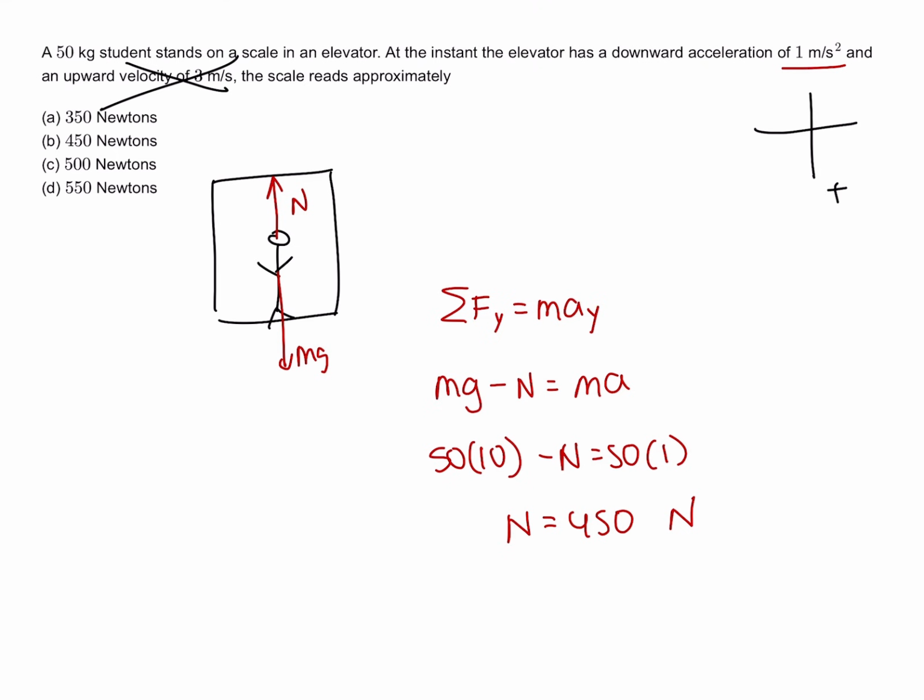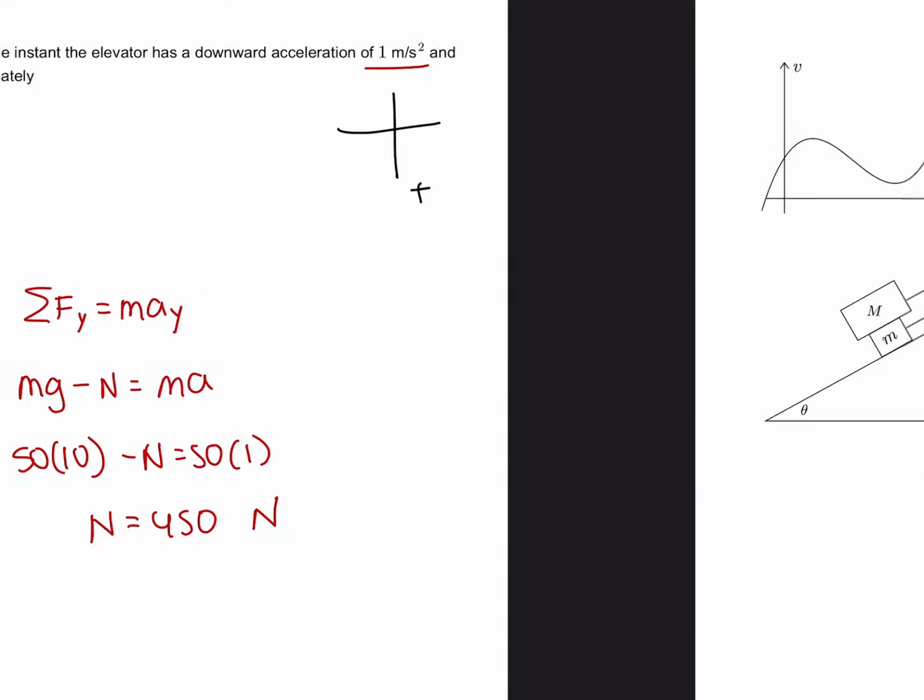So just as a conceptual check, if it's moving downwards, your answer should be smaller than the actual weight of the person. If it's moving upward, it should be greater, because that normal force is either smaller or bigger to adjust for the direction that the person is accelerating in. So B in this case.